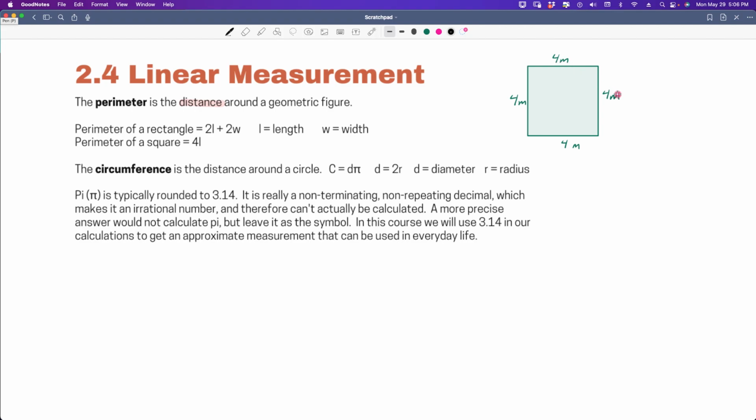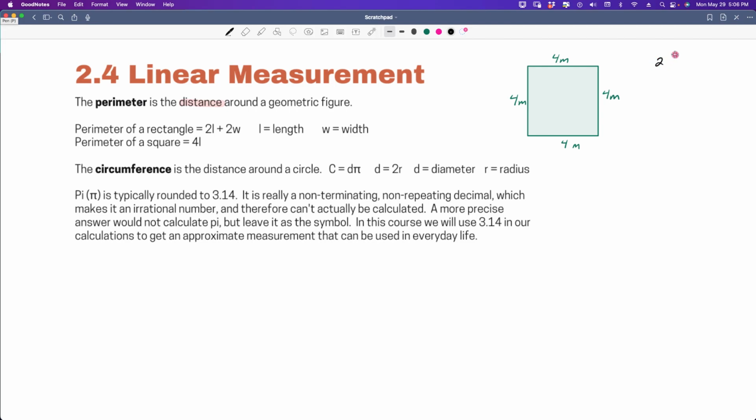The first way is pretty straightforward. You just take the measurement from each side and add it all together. And we have 4 fours. We know that would be 16. The other way to do it is to treat it like a rectangle and say 2 times the length plus 2 times the width is going to give me 16 anyway.